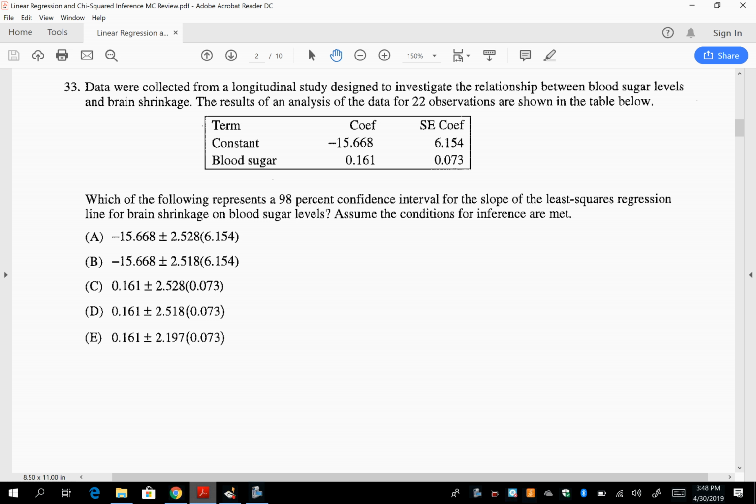Oh, you're looking at the key. Well, there's my key. Pull it up. You have it. It says C, but I got D as well. Isn't it C because the 98%? Huh. It should be 0.01, right?